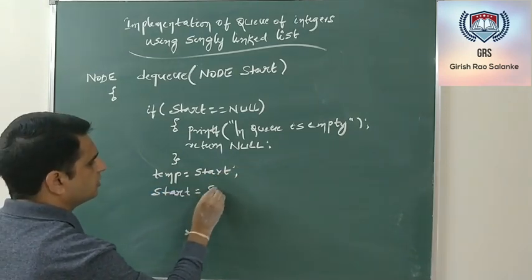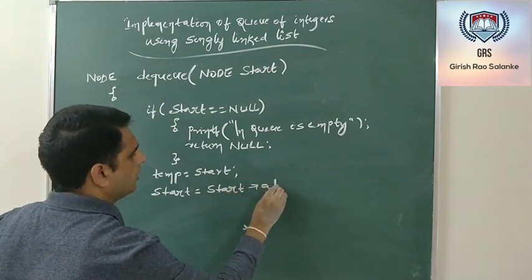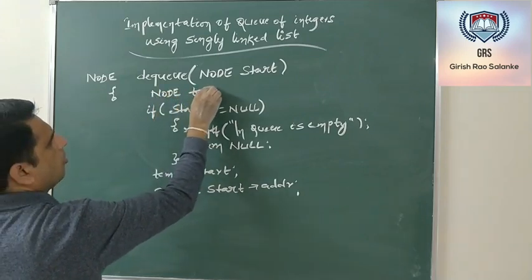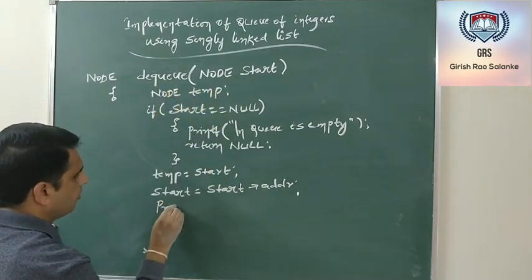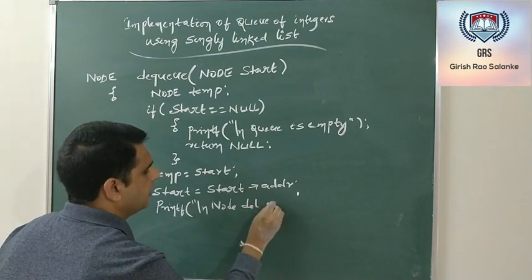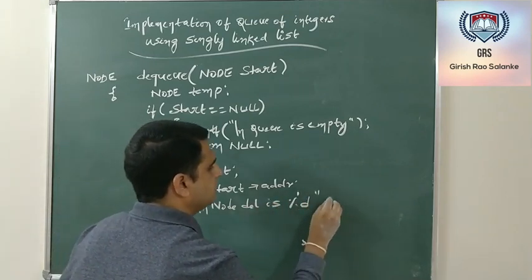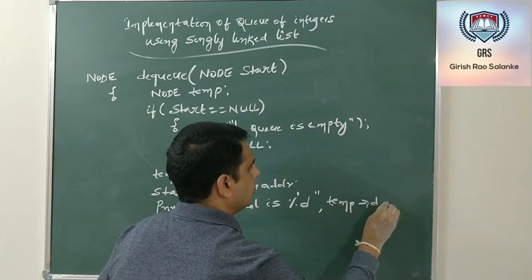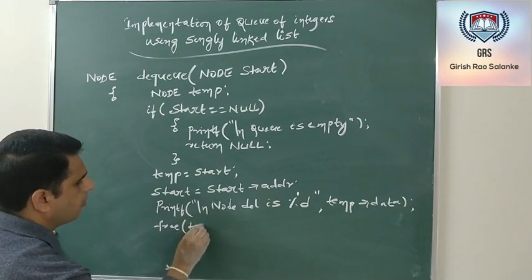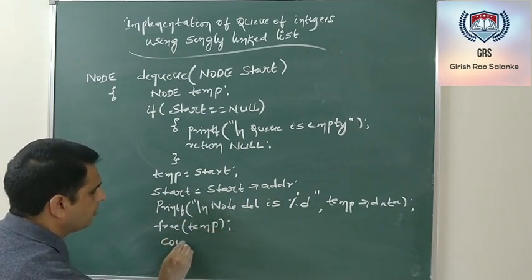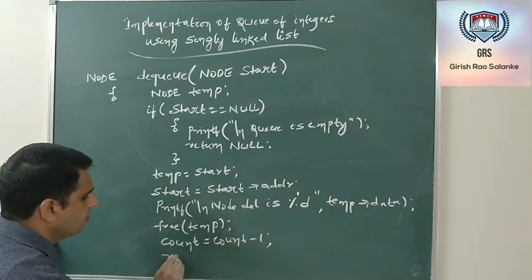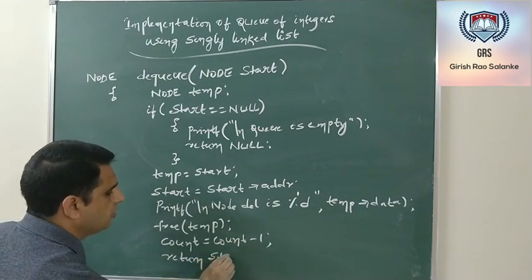Change the reference of start from the first node to the second node. Start is equal to start of address. I need to declare temp. Printf node deleted is %d, which is nothing but temp of data. Free temp, decrement the value of count, and then return the address of the second node, which is nothing but start.